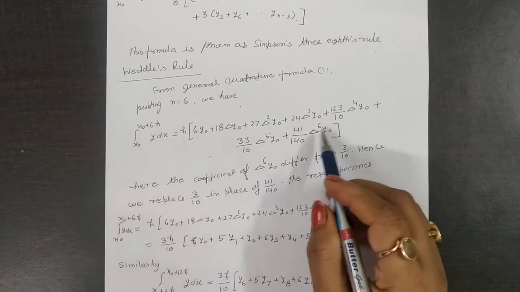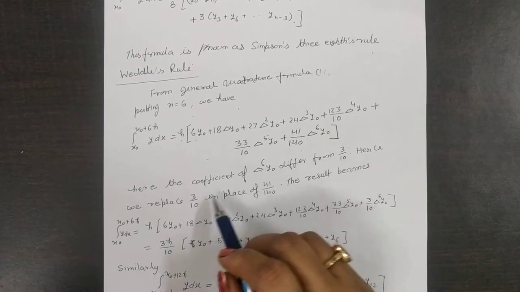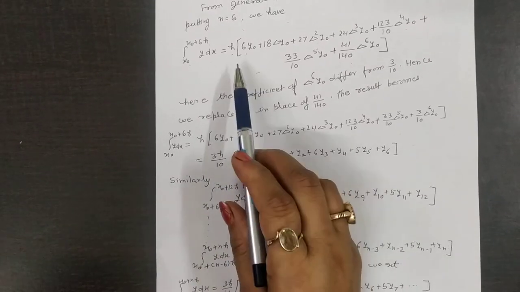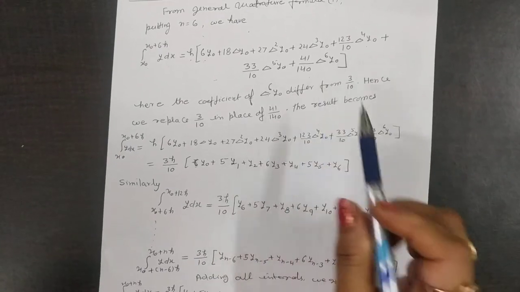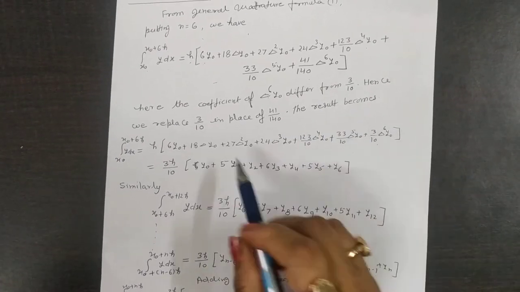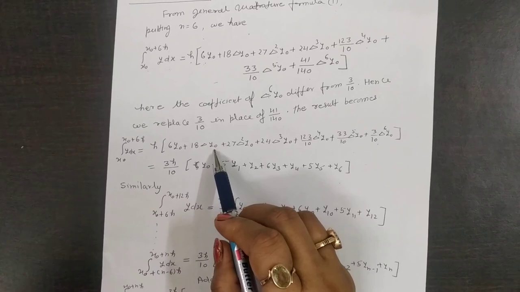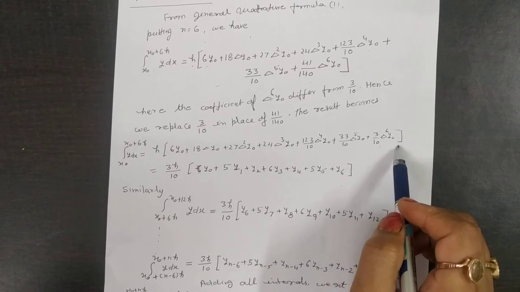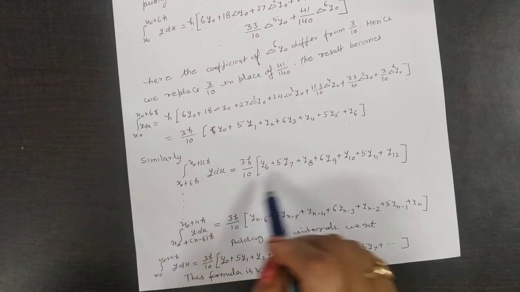Actually if you calculate this, the last term of delta to the power 6, then you get the approximate value of this. So we replace this one, substituting here 3 by 10. Yes, so this is the same, h, 6 of y0, and also in place of this you substitute 3 by 10. Okay, now adding these terms, you get this one. You know delta y0, delta square y0, delta cube y0. Similarly, these terms, you get this one. Similarly for the second, x0 plus 6h to x0 plus 12h, you get the same term.